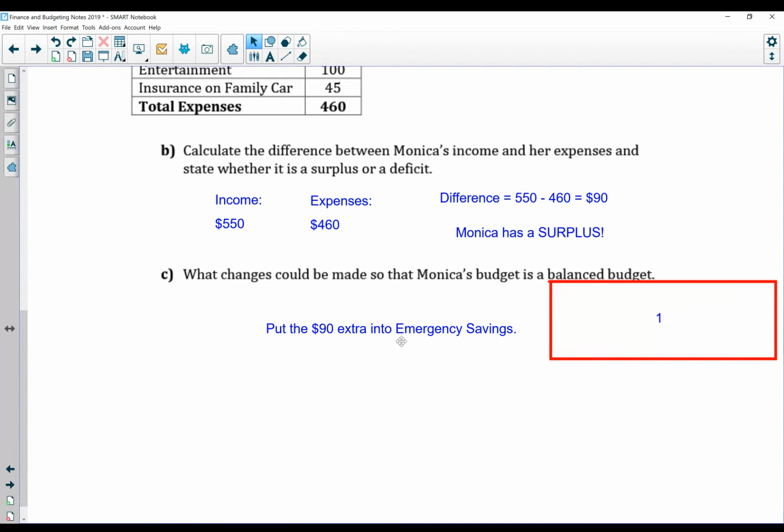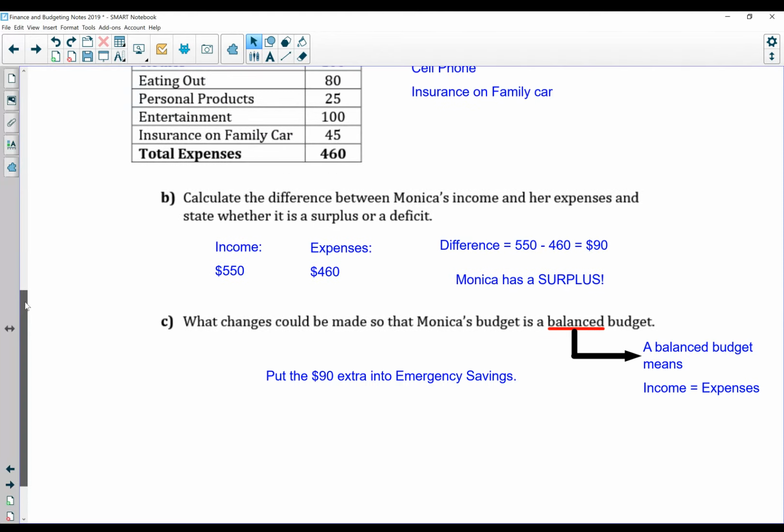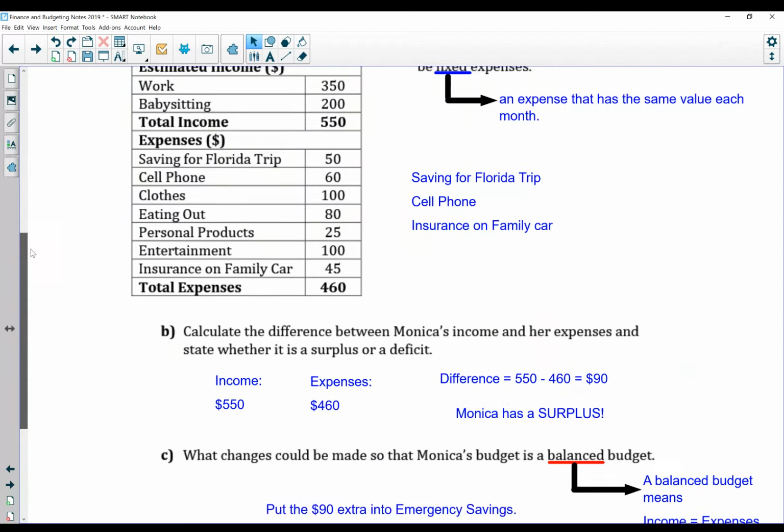She could put the $90 extra into emergency savings. Of course, that's what a balanced budget means right there. It means income equals expenses. And so she could put the $90 extra into emergency savings, which would mean it's being used up for emergency savings, and it balances the budget.